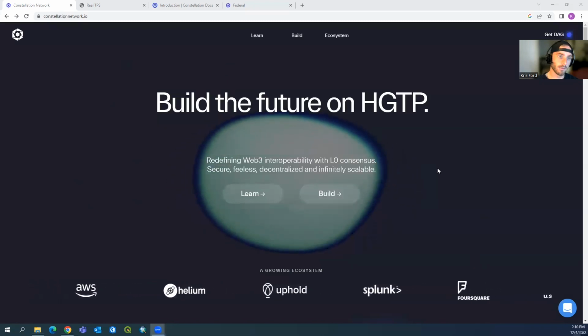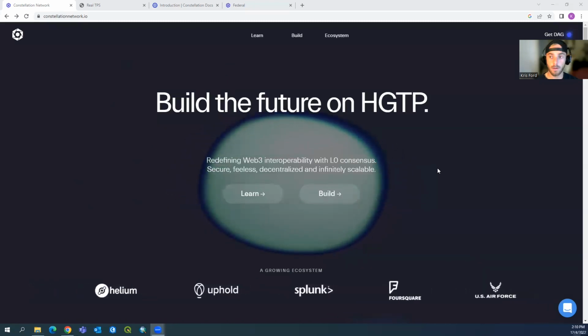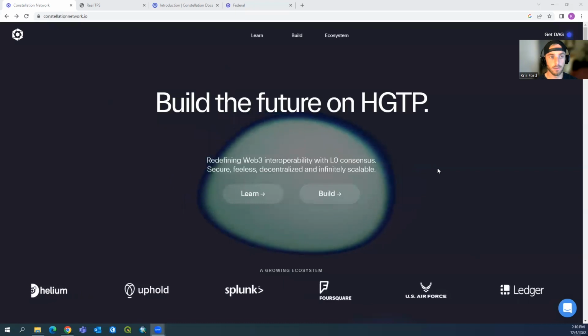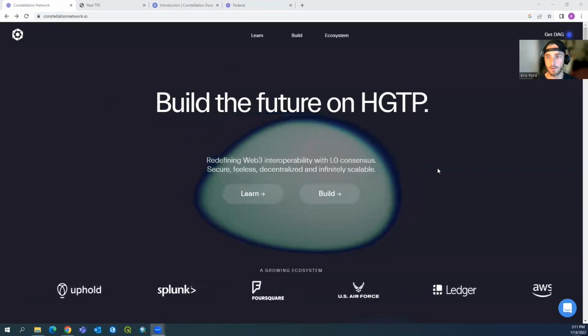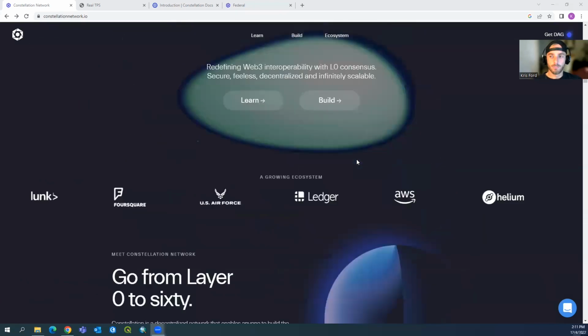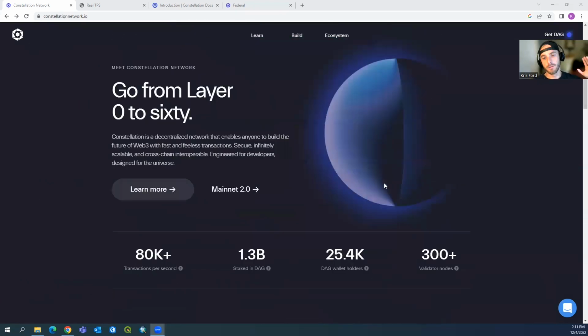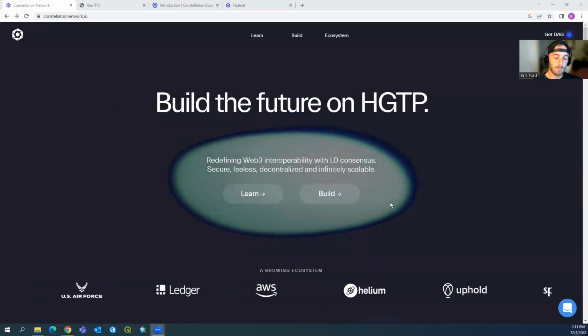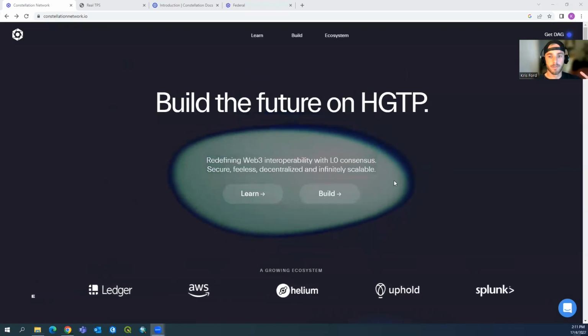Now, starting off, you guys want to go and check out Constellation or DAG, you can go over to constellationnetwork.io or go down to the description below. Once you pop that right in, you get this beautiful UI. I absolutely love this website. Phenomenal marketing, great job by the development team.